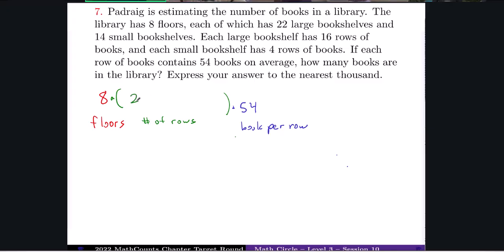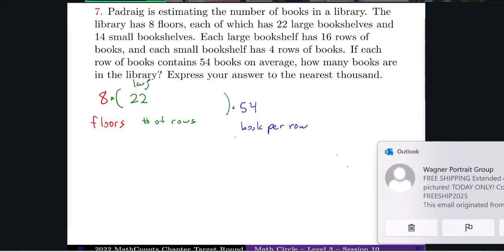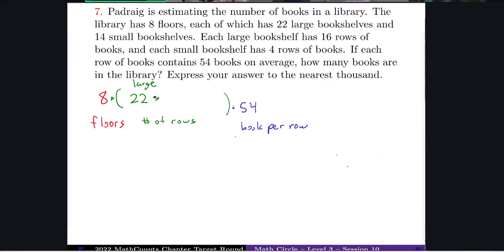large shelves. And we're given that each of those 22 large shelves has 16 rows of books, right? So this would be the number of shelves we would have coming from the large bookshelves on a particular floor. Also, on each of these 8 floors, we have 14 small bookshelves. And each of these 14 small bookshelves has a total of 4 rows.